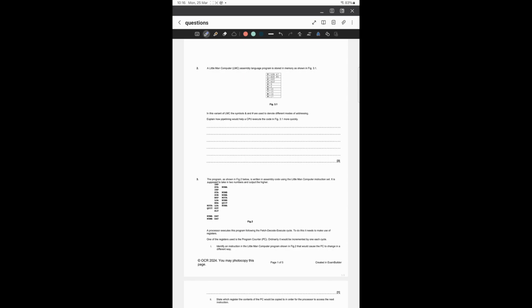So what we'd probably do is, obviously, the first instruction would get fetched as normal. Whilst the LDA is being decoded, we would then go and fetch ADD. Whilst LDA is being executed, ADD is going to be decoded and OUT is going to be fetched. So instruction 2 is going to be fetched, ADD is going to be decoded, whilst LDA is being executed.